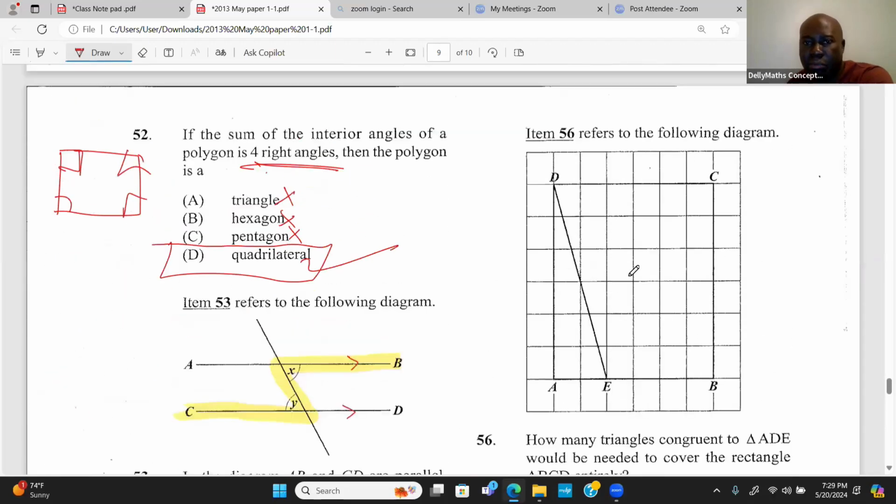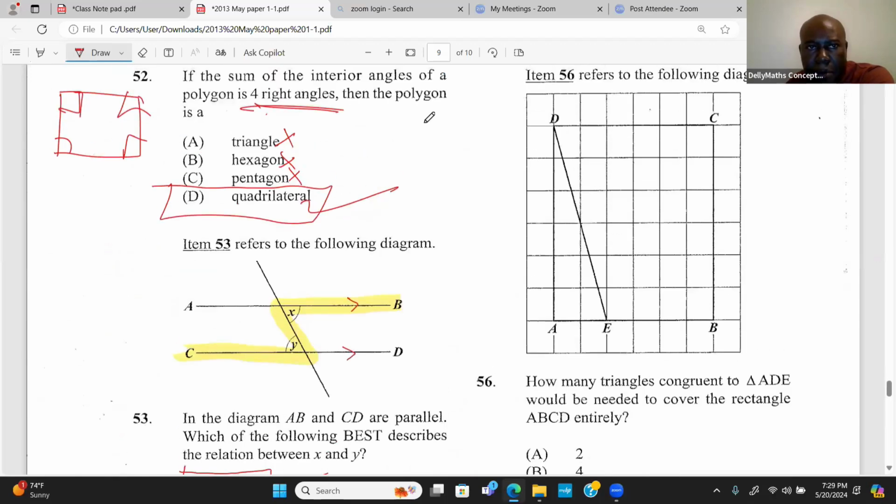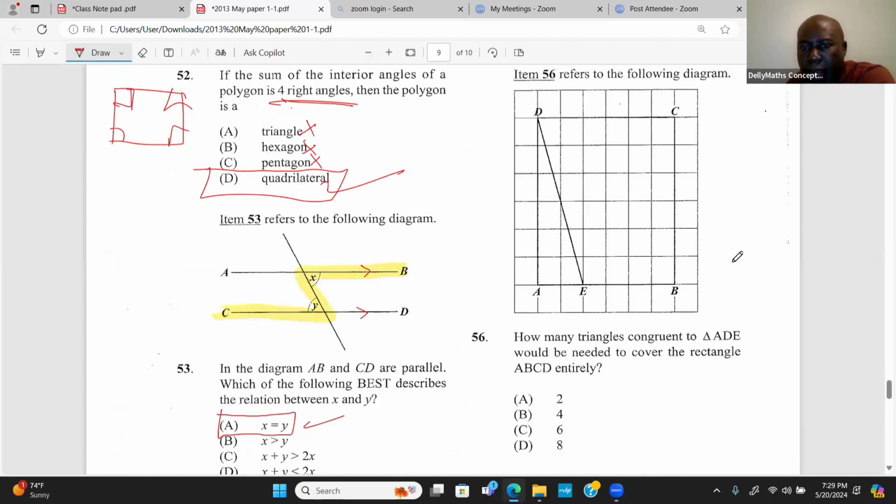We're at 56. 56 says here, let me minimize this a little bit. It says how many triangles congruent to ADE would be needed to cover the rectangle ABCD entirely. Now they speak of congruent. So let me highlight this. So here it is.